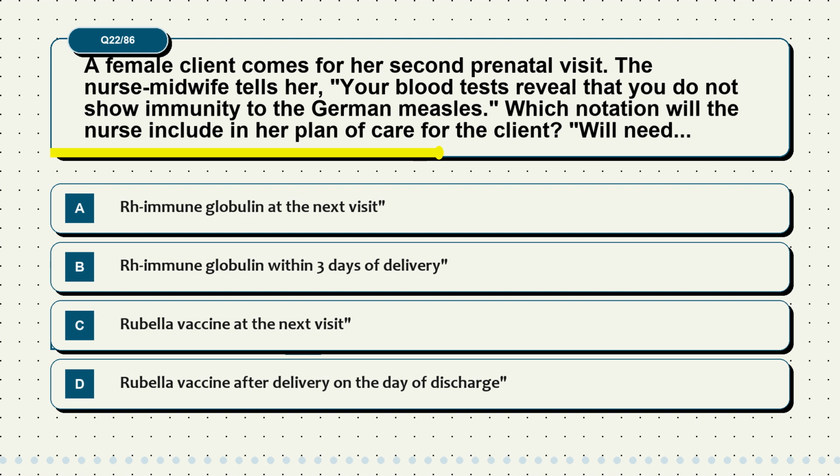Option A, RH immune globulin at the next visit. Option B, RH immune globulin within 3 days of delivery. Option C, rubella vaccine at the next visit. Option D, rubella vaccine after delivery on the day of discharge.